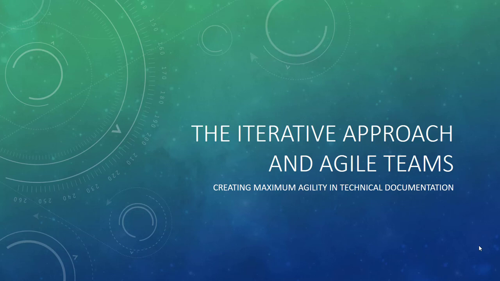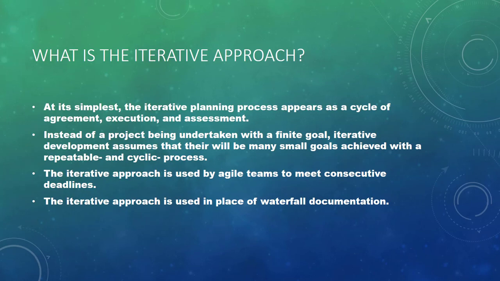The iterative approach in Agile teams, creating maximum agility in technical documentation. So what's the iterative approach? At its simplest, the iterative planning process appears as a cycle of agreement, execution, and assessment. So instead of a project being undertaken with a finite goal, iterative development assumes there will be many small goals achieved with a repeatable cyclic process.